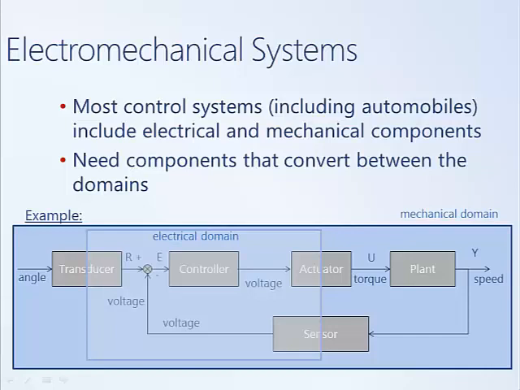And that needs to be done with an electromechanical sensor. So for this particular example, where the controller is implemented in software and we're trying to control a mechanical system, we need three electromechanical components: a transducer, a sensor, and an actuator. In this module, we will in particular discuss sensors and transducers, and in a later module, we will discuss electromechanical actuators.